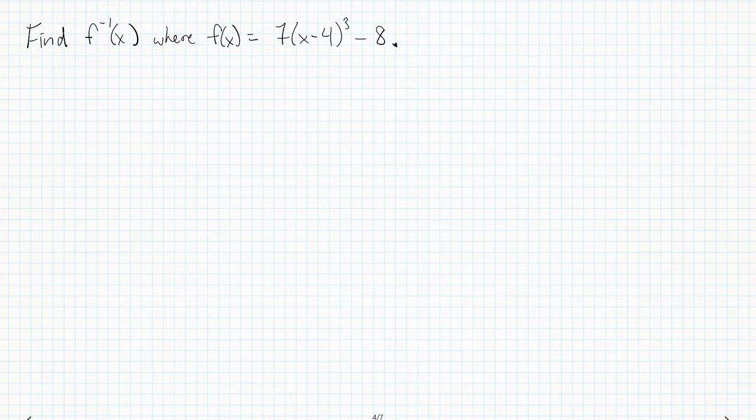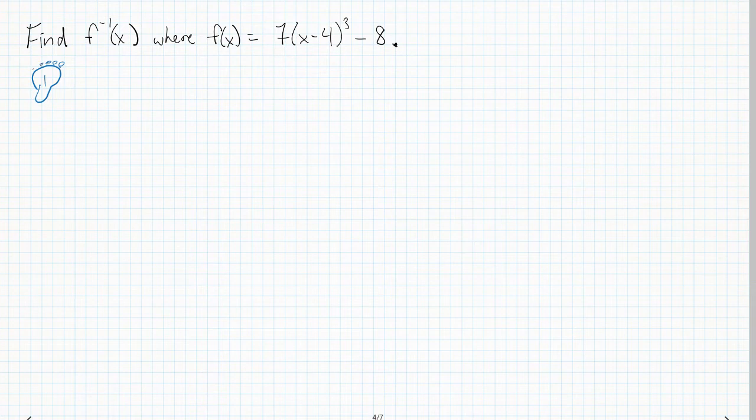So let's take a look at our next problem. Find the inverse of x, where f of x equals 7 times the quantity x minus 4 cubed minus 8. So with these, there's a series of 3 steps that I like to do, and so we have a step 1.